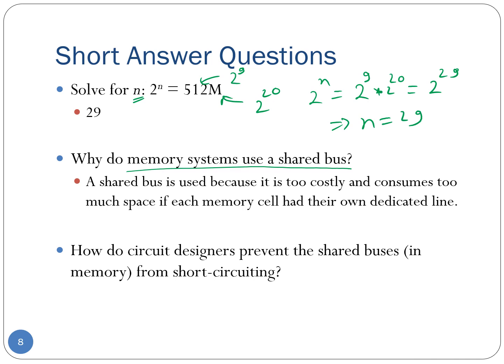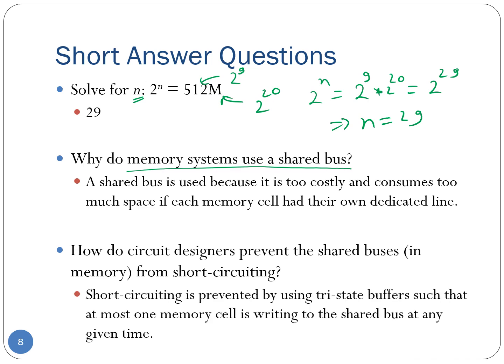The third question is asking, how do circuit designers prevent the shared buses in memory systems from short circuiting, right? So basically, if you have a shared bus which is shared by several different memory cells, how do we make sure that at a time only one of the memory cells is accessing or using it?